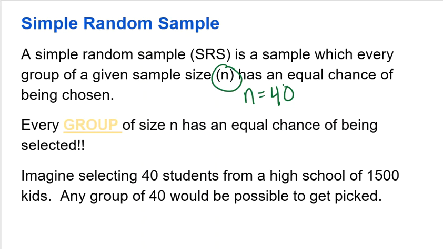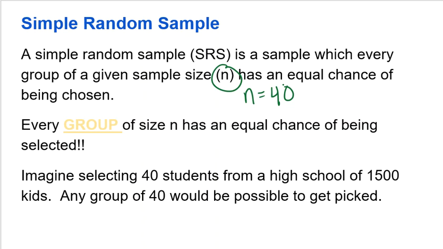Could I get 40 kids who all play a sport? Sure, that might happen. I would imagine it wouldn't happen. I would imagine some of those kids don't play a sport if it's truly random, but it's possible. That's the simplicity of a simple random sample, is that if you're getting 40 random people, any 40 people could be picked. Now, it's very, very simple. I can't make it any more confusing. I can't make it any easier. Any group of 40 could be picked.